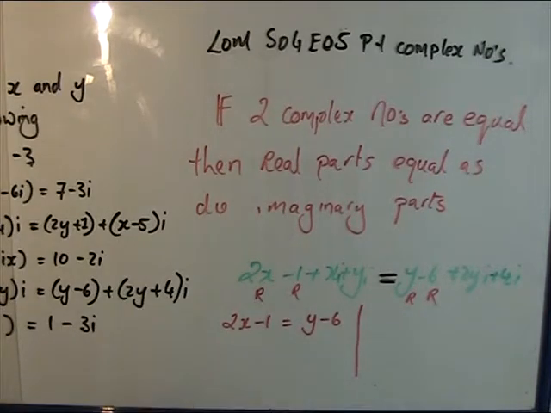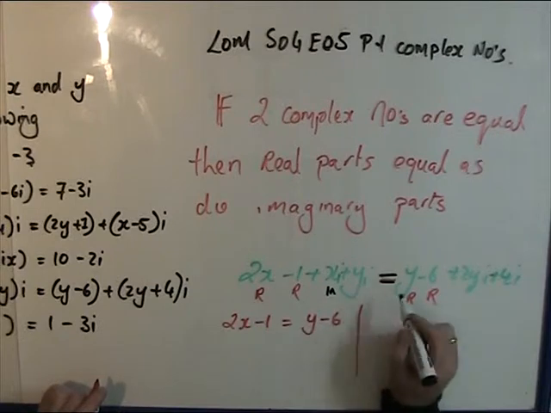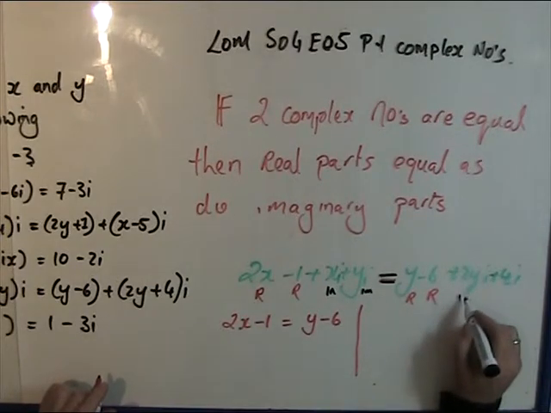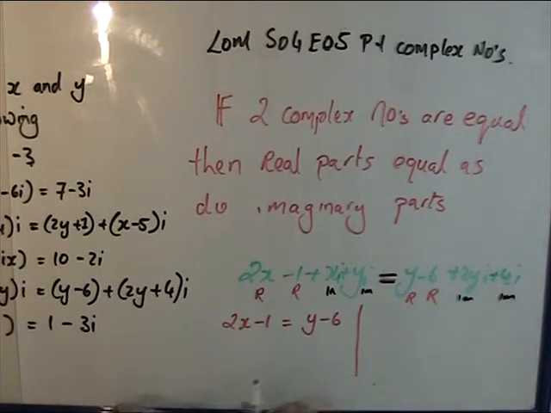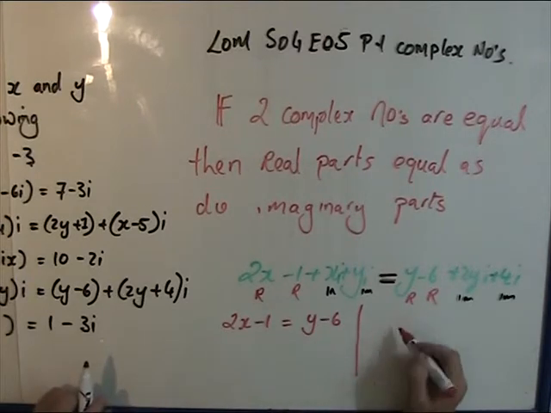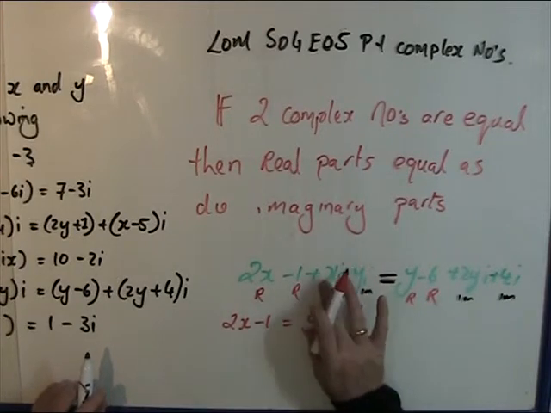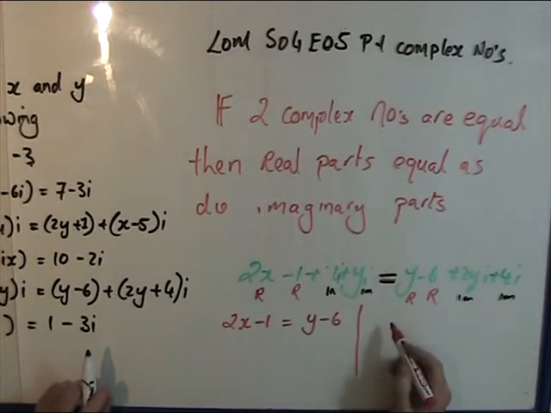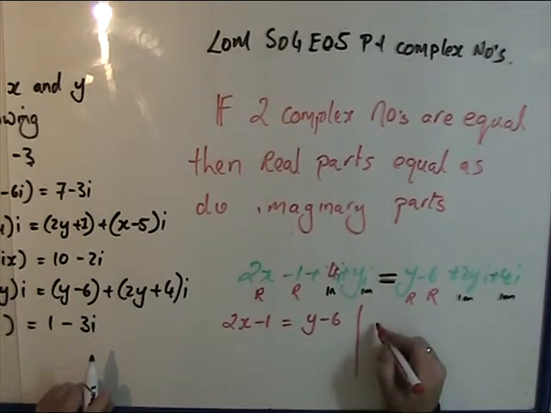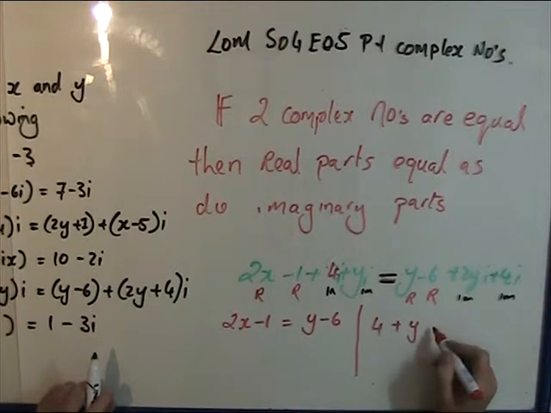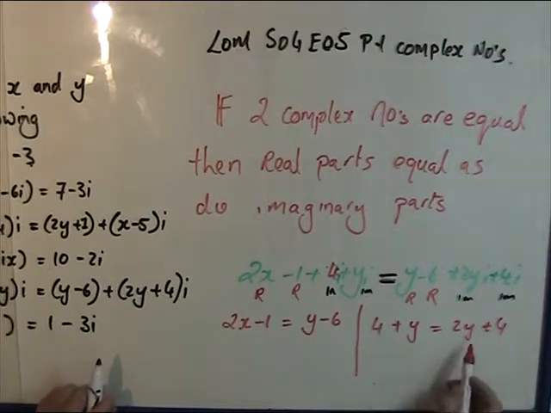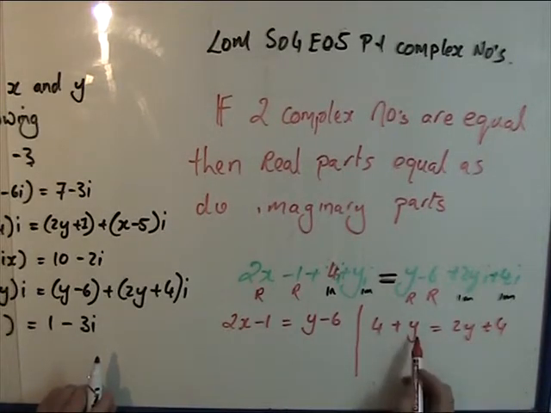Now we get out the imaginary parts. Imaginary, imaginary, imaginary, imaginary. And we take out the i's, because we don't include the i's. So it's 4i, y, this is 4i. So 4 plus y is equal to 2y plus 4. So now we can solve for y.